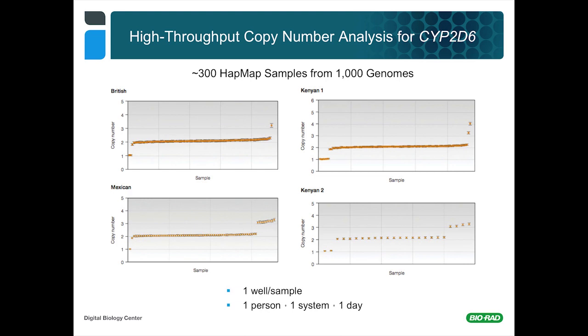And here we've taken a series of HapMap samples from the 1,000 Genomes Project, either British or Kenyan samples. And you can see that in the British samples up in the left, for example, when we've rank ordered the samples, the ones that are copy number state 1, copy number state 2, or copy number state 3 are easily distinguishable one from the other with a single ddPCR well per sample. So this is three plates of samples that have been analyzed by a single person in a single day in a normal 8-hour day, that this is the kind of throughput that can be achieved.